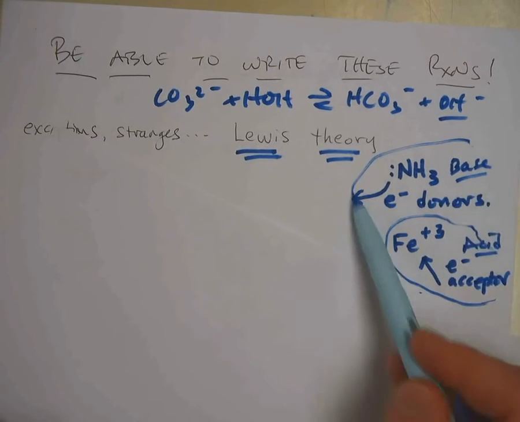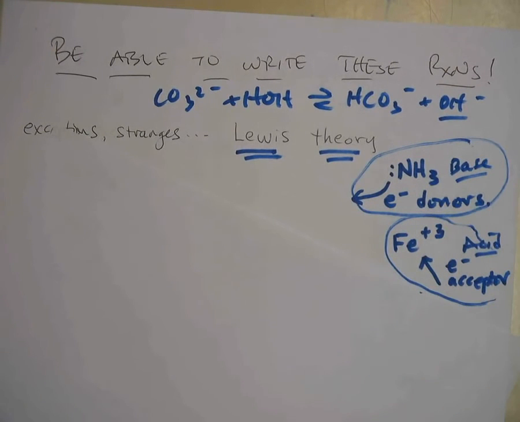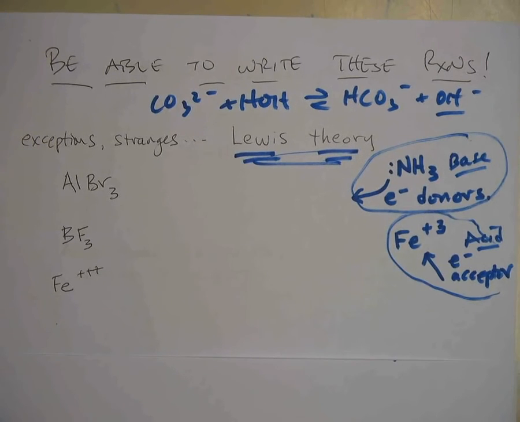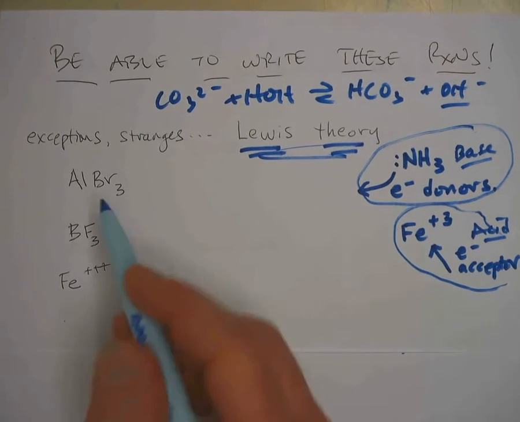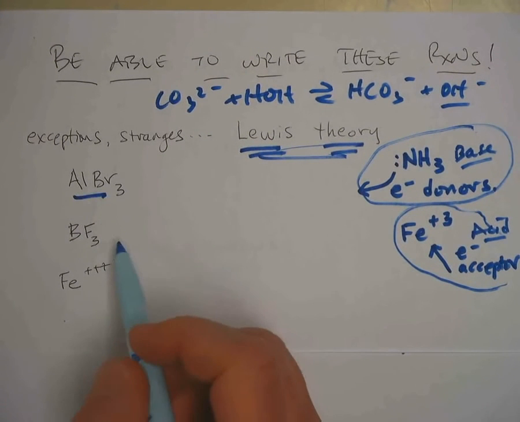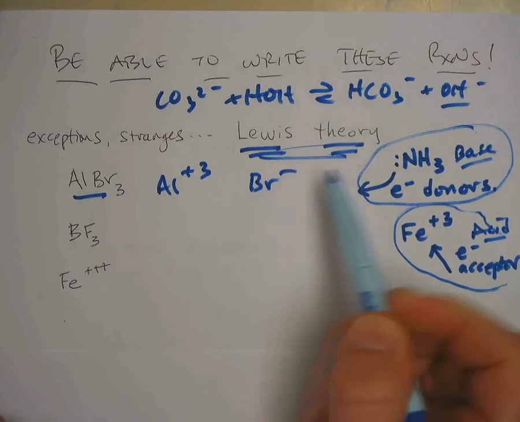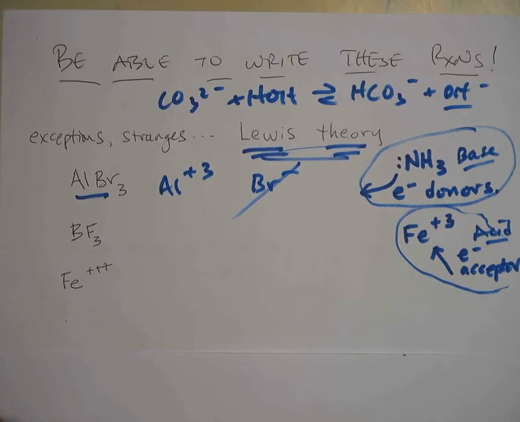Some fit both definitions. Obviously, NH3 can also just be known as a regular Bronsted-Lowry base, but it also fits the Lewis theory. Lewis theory opens up the possibility for a lot of other acids and bases. So let's take a look at a couple of strange ones right here. AlBr3, a salt, is it acidic, basic, or neutral? We'll break it up. We're going to get Al3+ and Br-. Br- obviously comes from a strong acid, so it'll do nothing.